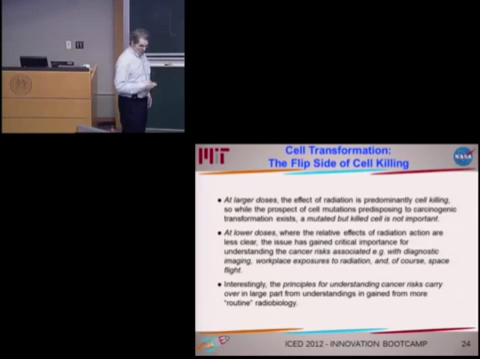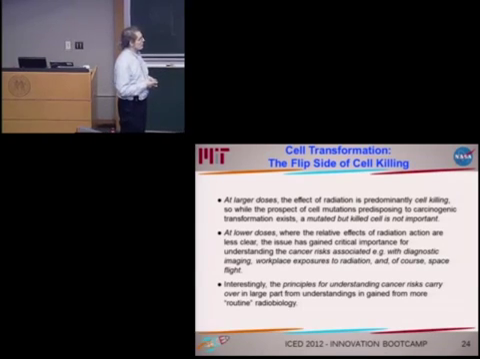Okay. So what we see is that cell transformation is sort of the flip side of cell killing. At larger doses, the effect of radiation is predominantly cell killing. So while, as we know, radiation is also a mutagenic agent, what we hope for, at least, is that we have killed cells, so it's sort of like the competing causes of death kind of thing. If the mutated but killed cell is unimportant. So if all goes well in a therapeutic context, mutated cells wouldn't be a problem. But certainly at lower doses, we can't necessarily hope for that.